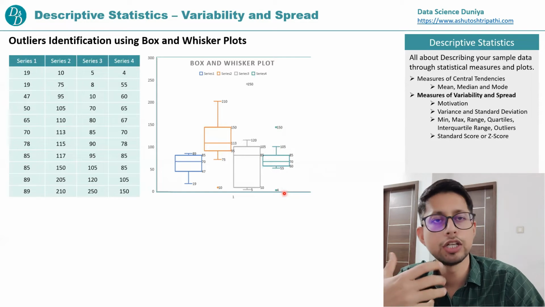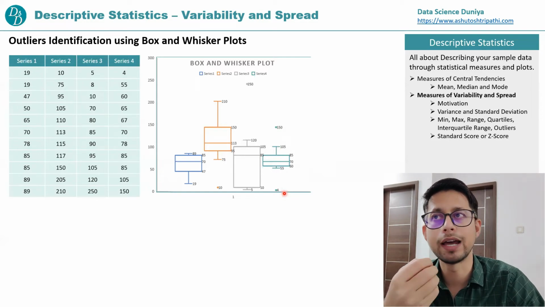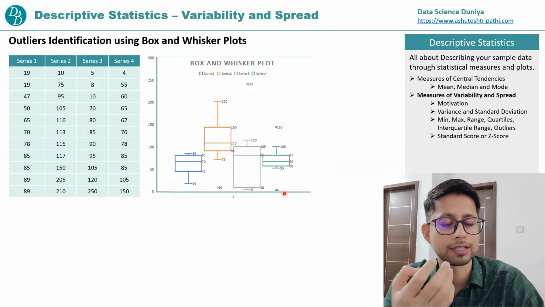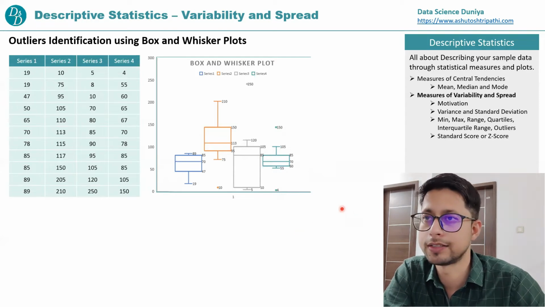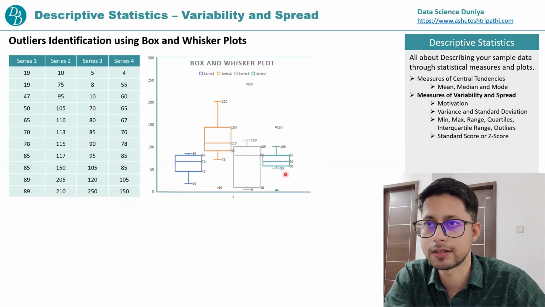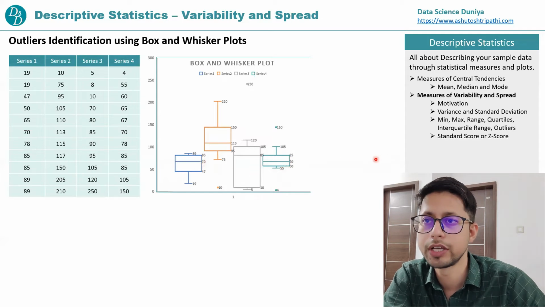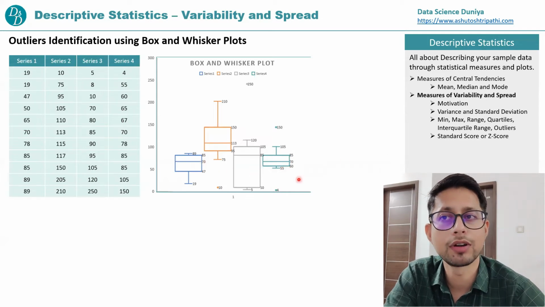What is a box plot? Basically, the box plot or whisker plot in general helps you to identify the outliers in your data set. Outliers means extreme values. So I'm just focusing on this series 4 and this last box plot, and the concept will be the same for all these three as well. So now the box plot helps you to identify the outliers or extreme values. But the question is, how?